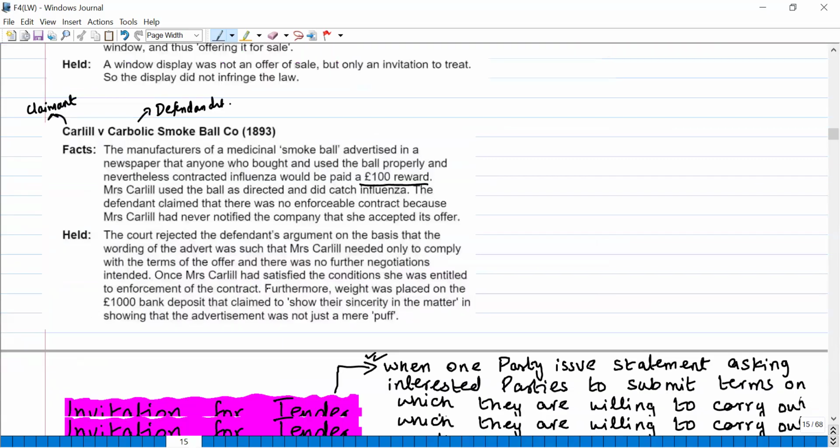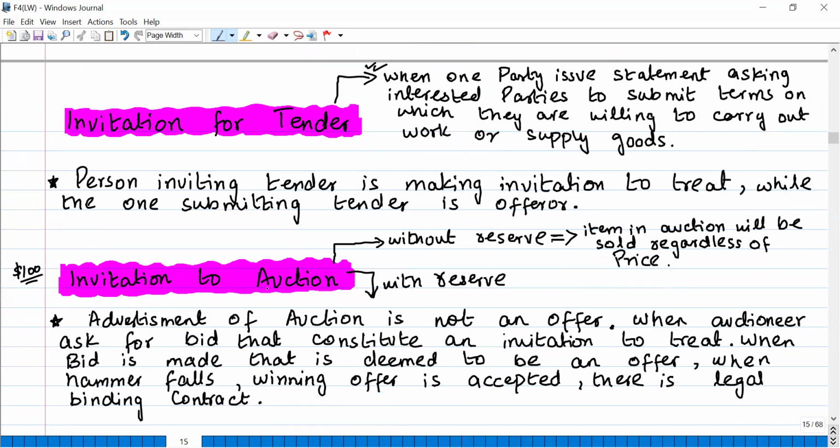Then there are two things: invitation for tender and invitation to auction. Now, what is an invitation for tender? It is when one party issues statements asking interested parties to submit terms on which they are willing to carry out work or supply goods. Tender is usually done in government departments. For example, a government hospital wants some biomedical equipment. They will issue a statement in the newspaper or on their website that they want this biomedical equipment, and whoever wants to carry out work with them or supply these goods can submit their terms.